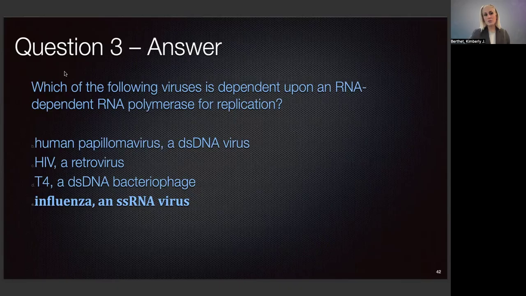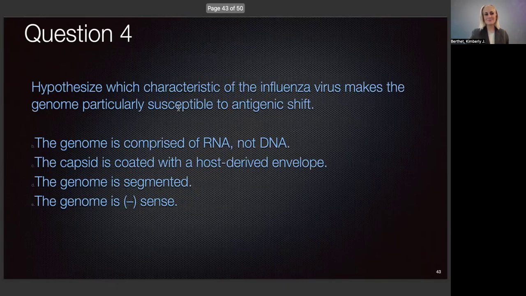So that's a really, really unique enzyme. Again, we don't have an RNA-dependent RNA polymerase. This is a unique enzyme that's developed in viruses. Again, viruses can infect all forms of life. They're the most ubiquitous. So we see all of this diversity within viruses as well. So influenza virus is a single-stranded RNA virus that would need an RNA-dependent RNA polymerase in order for it to replicate. Okay, question number 4.